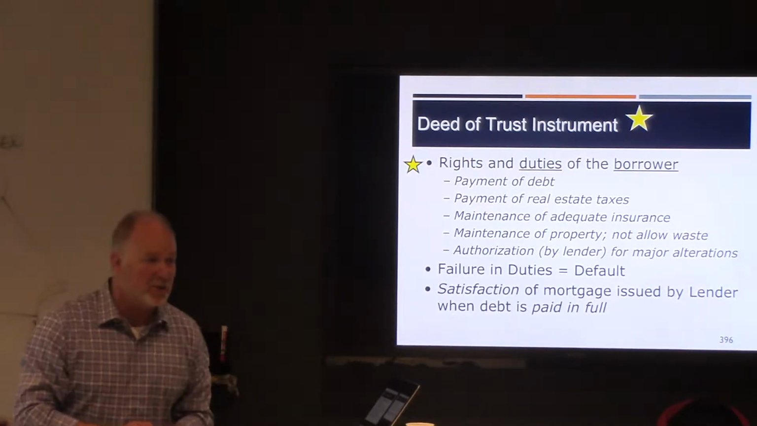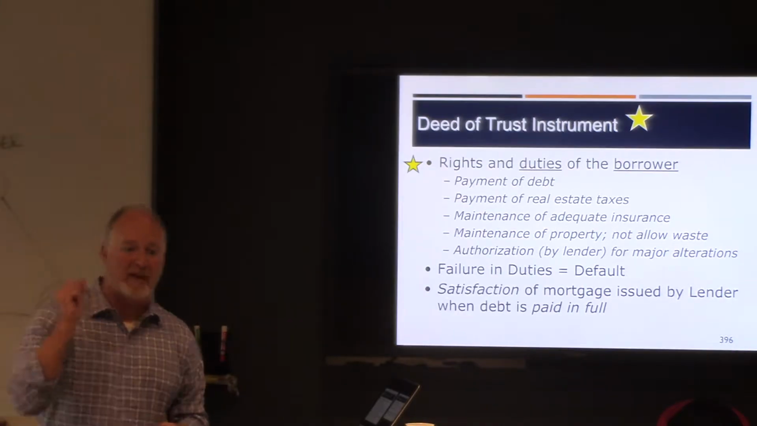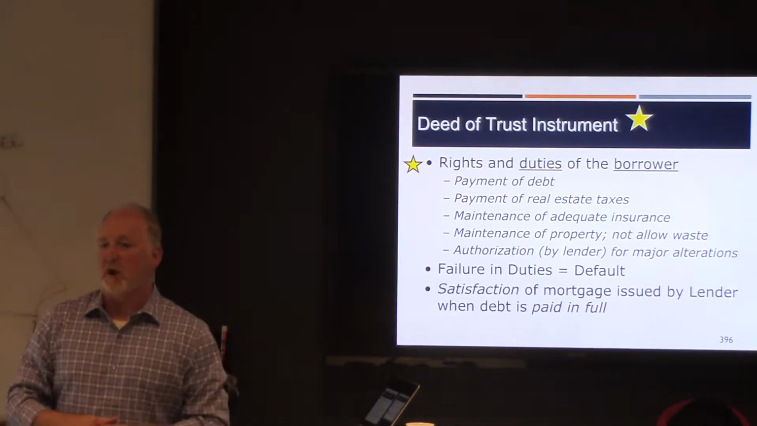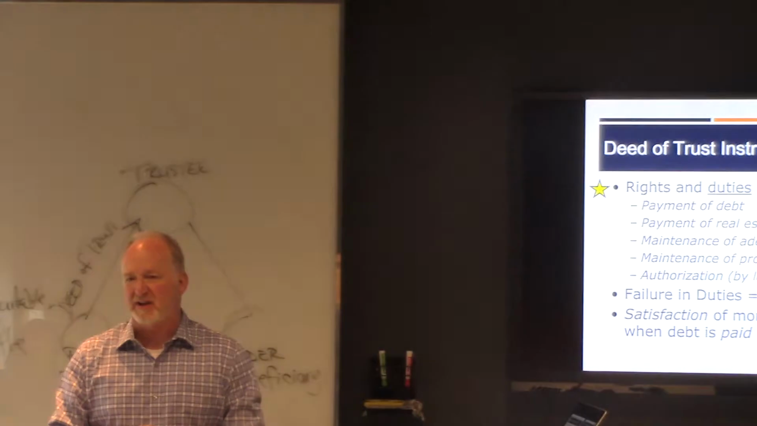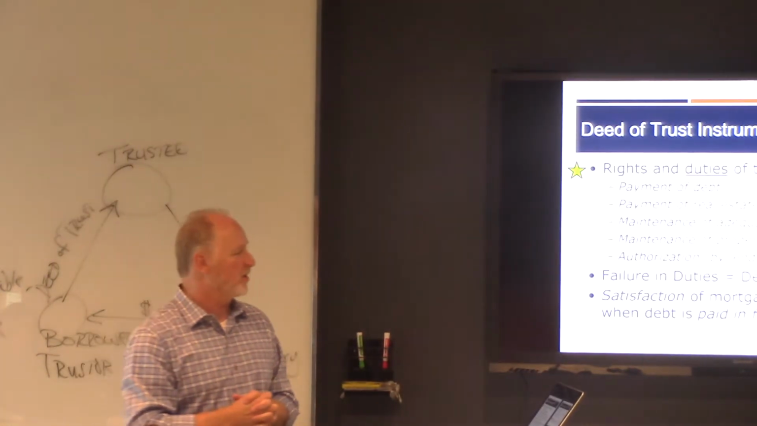Your deed of trust said you would do all these things. I'm going to pay you, bank. I'm going to pay my taxes. I'm going to make sure that there's always insurance. As long as you have this collateral, I'm going to make sure that there's insurance on the property.